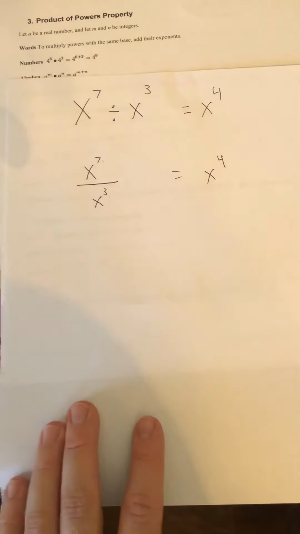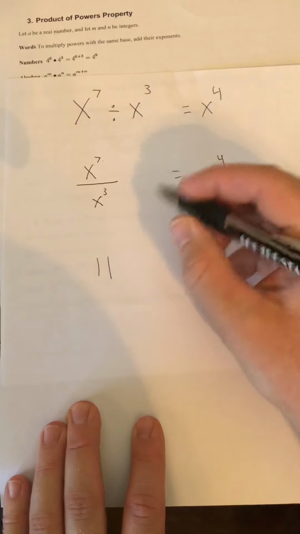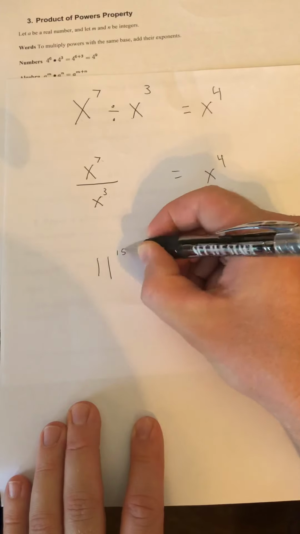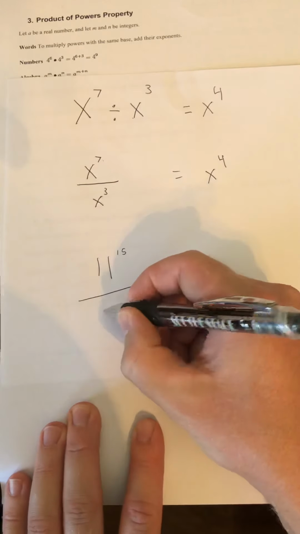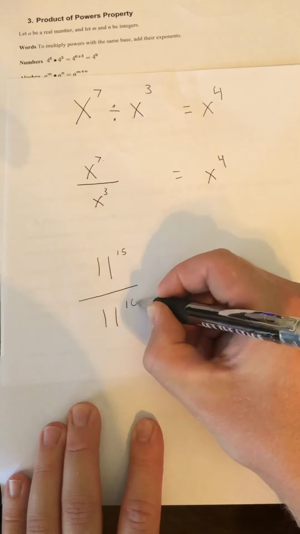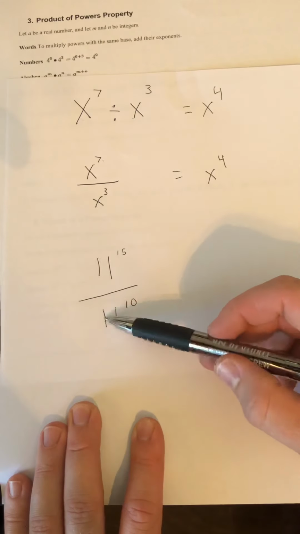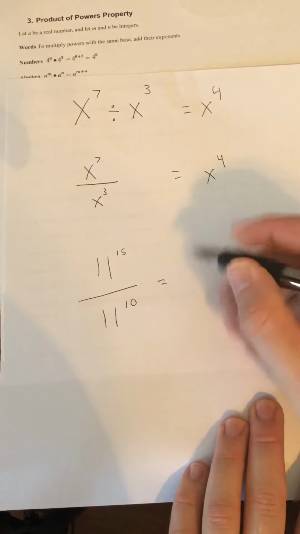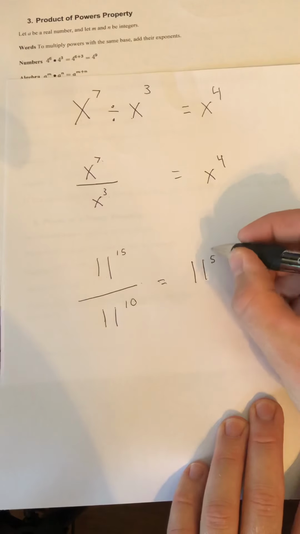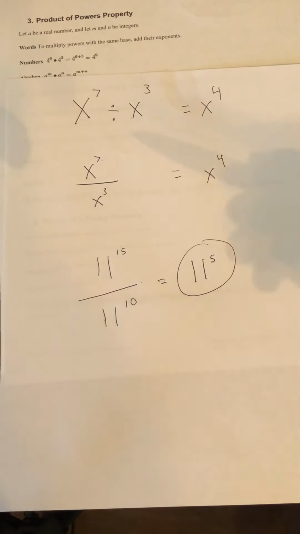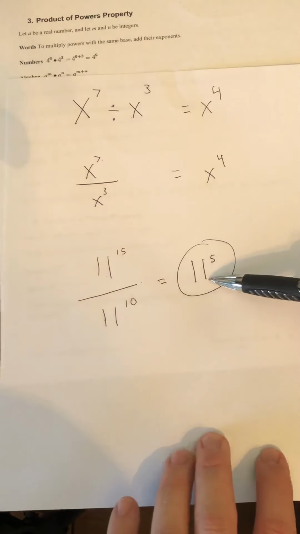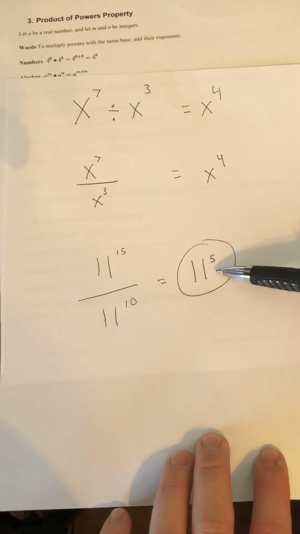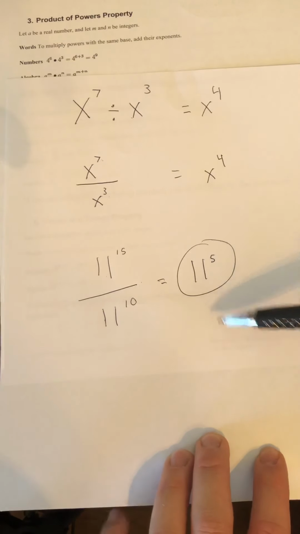Two more examples. If I have 11 to the 15th power, a huge number, divided by 11 to the 10th power, another huge number, look, same bases being divided, so you subtract the exponents. That would be 11 to the 5th power, which is a huge number. Because I'm using my phone to film, I can't use my calculator to figure out that number, but in the future you will want to. You can simplify this further: 11, hit the exponent button, 5, and you get a big number.